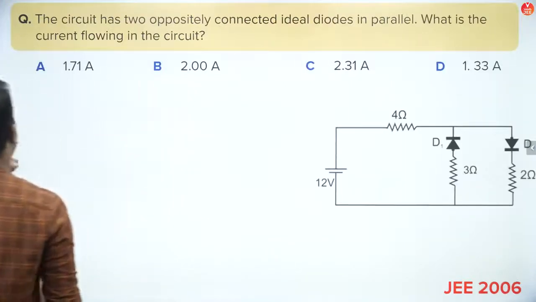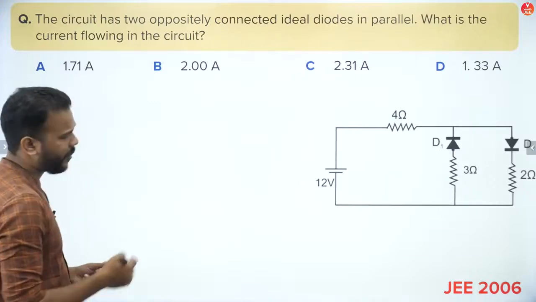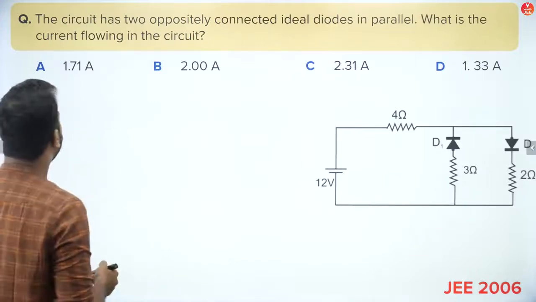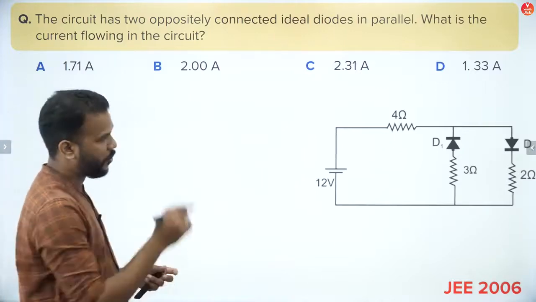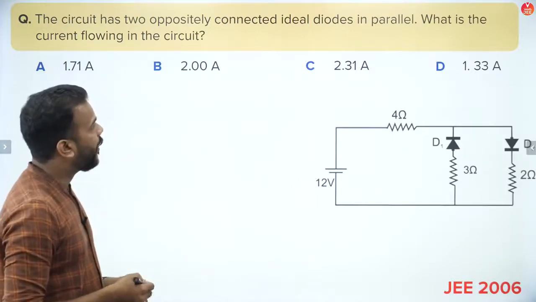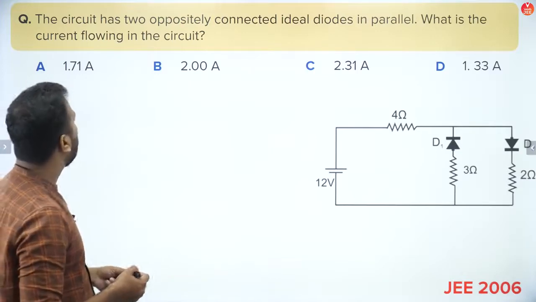Okay guys, moving on. So this one is again a question from JEE 2006. What it says is that the circuit has two oppositely connected ideal diodes. You can see those two diodes are there and they are connected in parallel. What is the current flowing in the circuit?